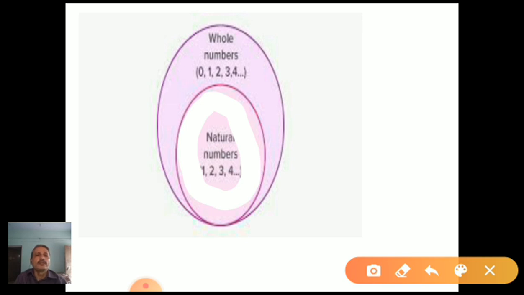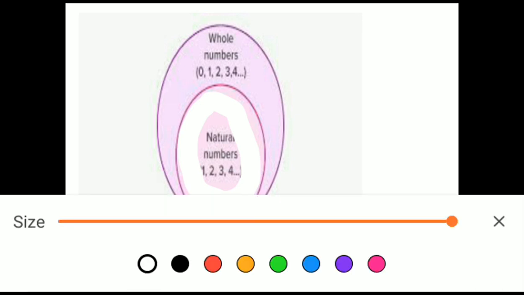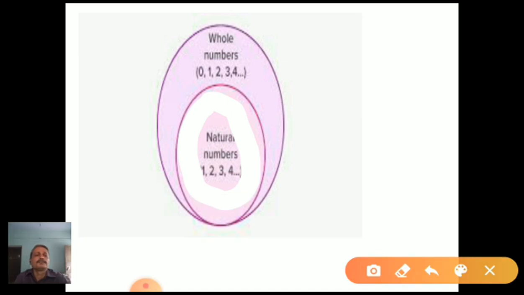See, natural numbers are also known as counting numbers. They begin from 1, 2, 3, 4 and so on, etc. So we can say these are the counting numbers. Good. But in this standard we have to discuss the topic of whole numbers.